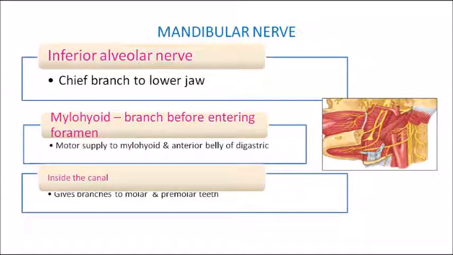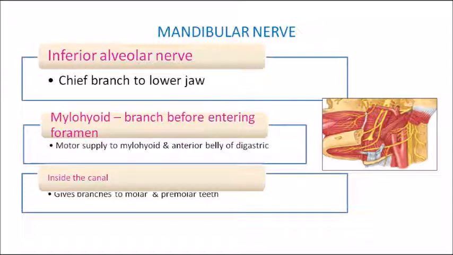Now coming to the nerve supply to the mandible. The mandible is supplied by the inferior alveolar nerve. That is the chief branch to the lower jaw. It has a few other branches, just like what we have seen in the maxilla. The first one is the mylohyoid branch, which is given before entering the foramen, and this provides supply to the mylohyoid muscle as well as the anterior belly of the digastric.